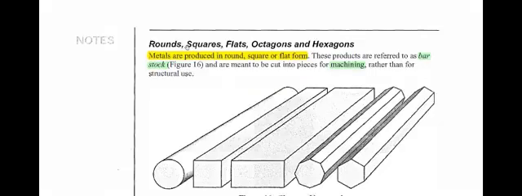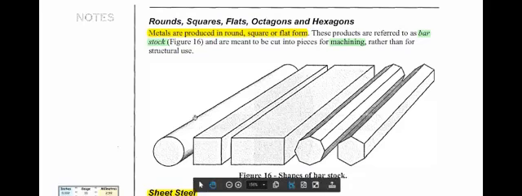Next is rounds, squares, flats, octagons, and hexagons. Metals are produced in round, square, or flat form, and this product is referred to as bar stock. So you see the picture of the bar stock in different shapes.